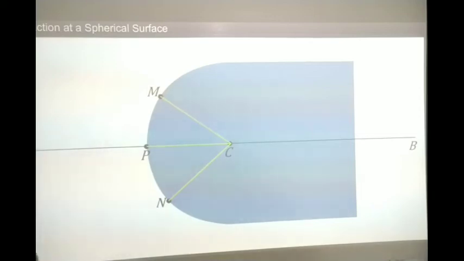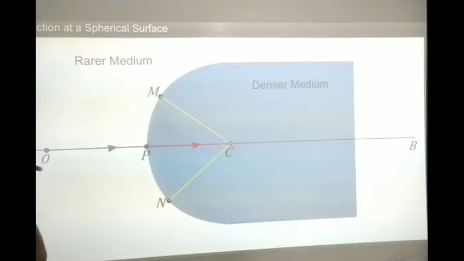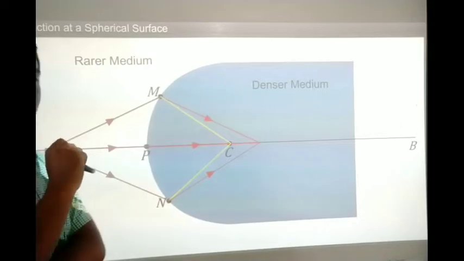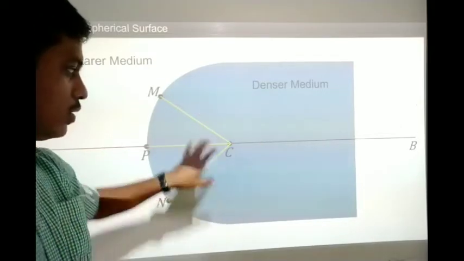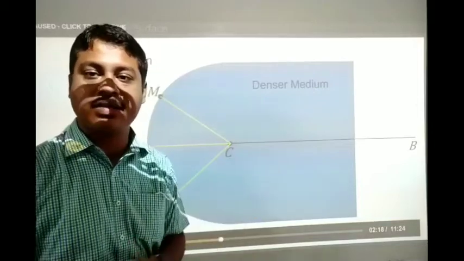Consider that the first medium is optically rarer compared to the second medium, and place a point object O on the principal axis in the rarer medium. Now consider the light ray OP. Since it is incident normally on the spherical surface, the ray OP propagates into the denser medium without any deviation. Whereas rays like OM and ON, after refraction, bend towards the normal because they pass from a rarer to a denser medium. So you have seen how the spherical refracting surface works.